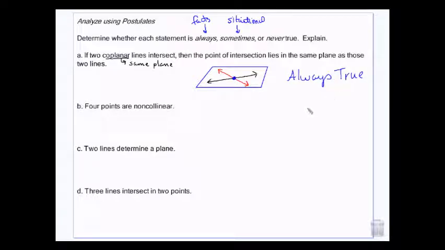It can never not be on the paper if the lines are on the paper. We can't intersect off in space if we're on the paper. Okay. 4 points are non-collinear.